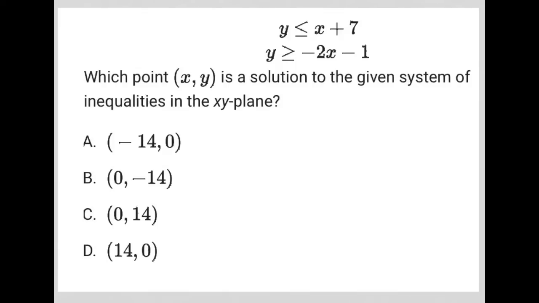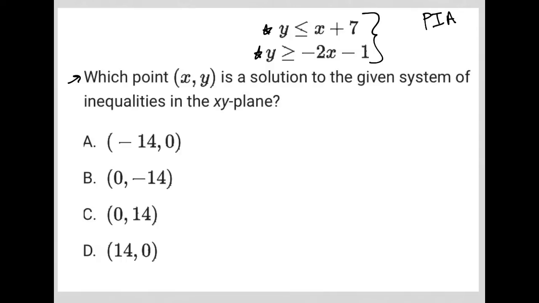So this question starts off by providing us with a system of inequalities. We're told that y is less than or equal to x plus 7, but we're also told that y is greater than or equal to negative 2x minus 1. The question goes on to say which point, x y, is a solution to the given system of inequalities in the xy plane. So I think all we really need to do here is plug in answers, right? Like that's the strategy to use.